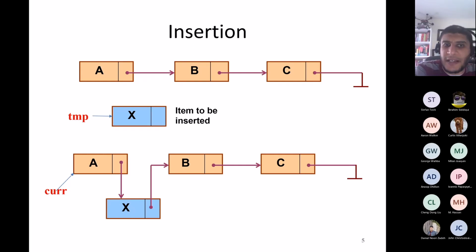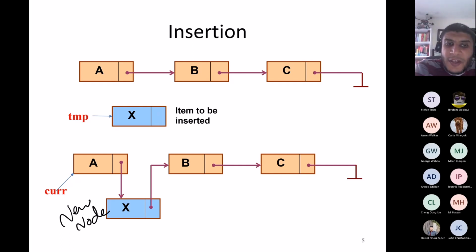One very common mistake I see, which will break everything, is that you have to make sure you make your new node point to B before you make A point to X. So what I mean is, let's call this new node, okay? New node.